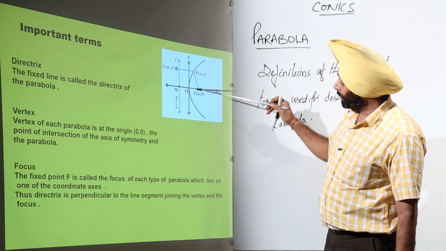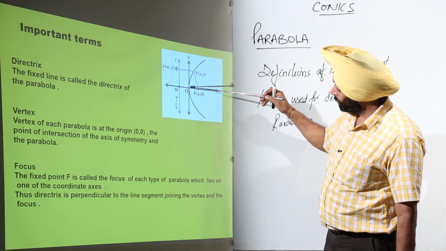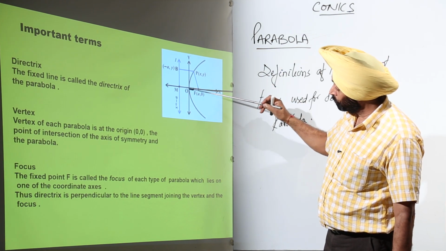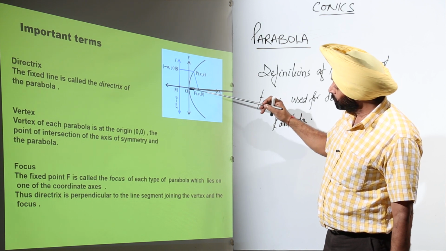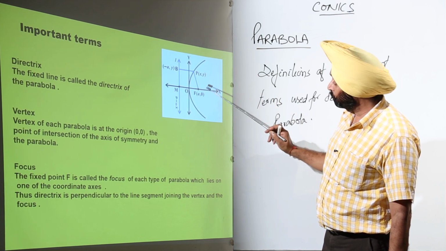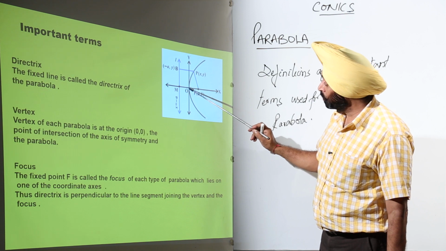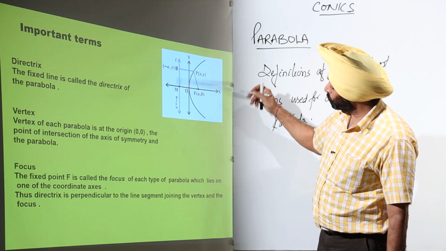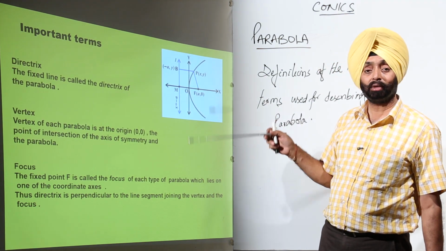Okay. And now one more thing: from this point to this point, by the definition, O and M are also equal. So we have FO equal to OM. That's why the equation of the directrix is x equals minus a.